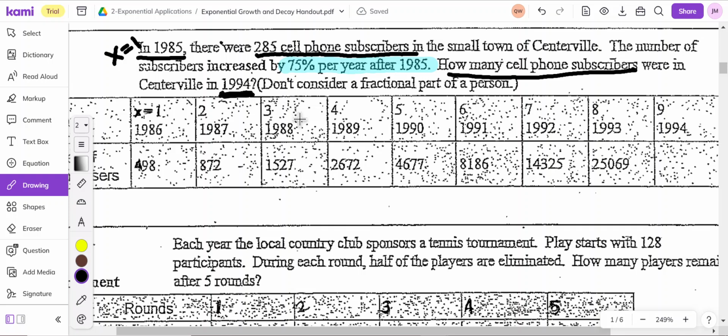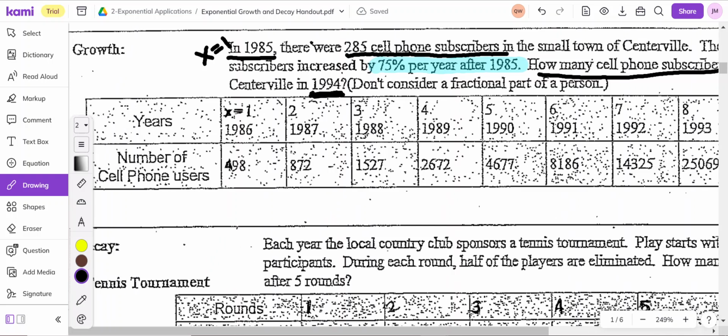Well, 1994, how many years since 1985? Please learn this method right now so that you always know how to figure out what the new X is, okay? 1994 minus 1985.